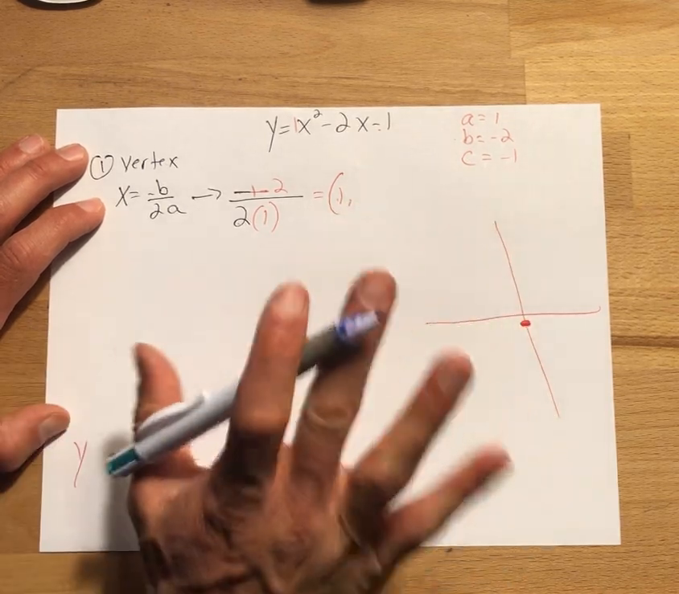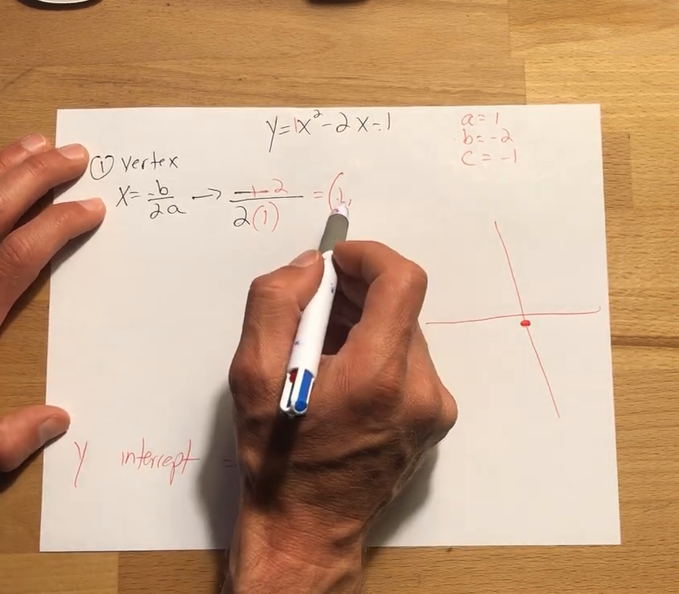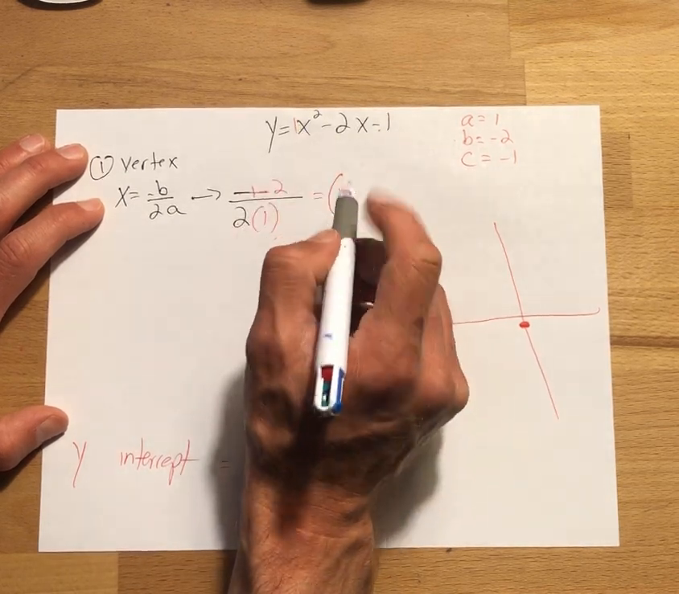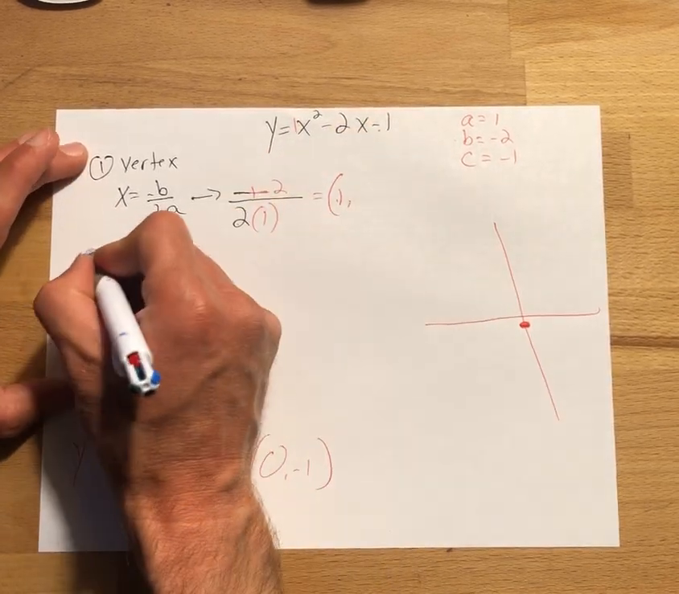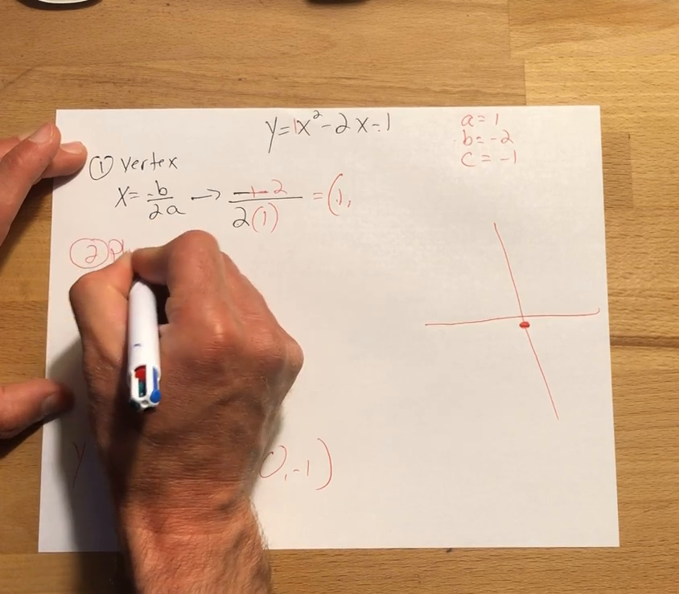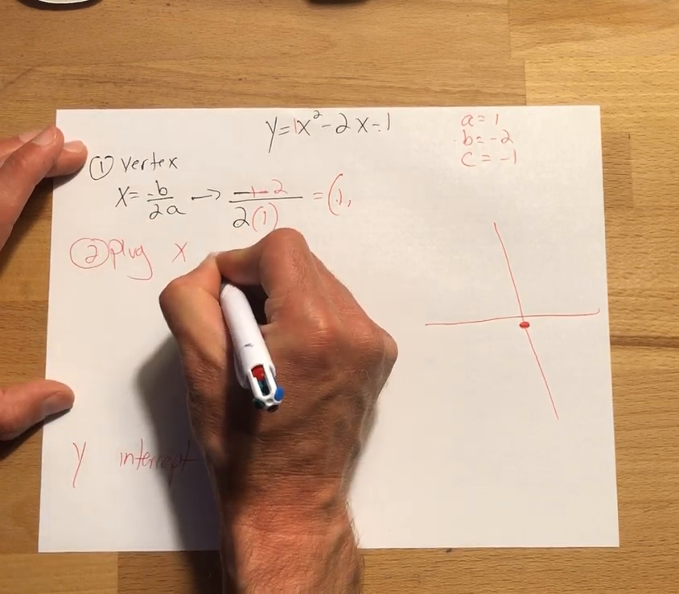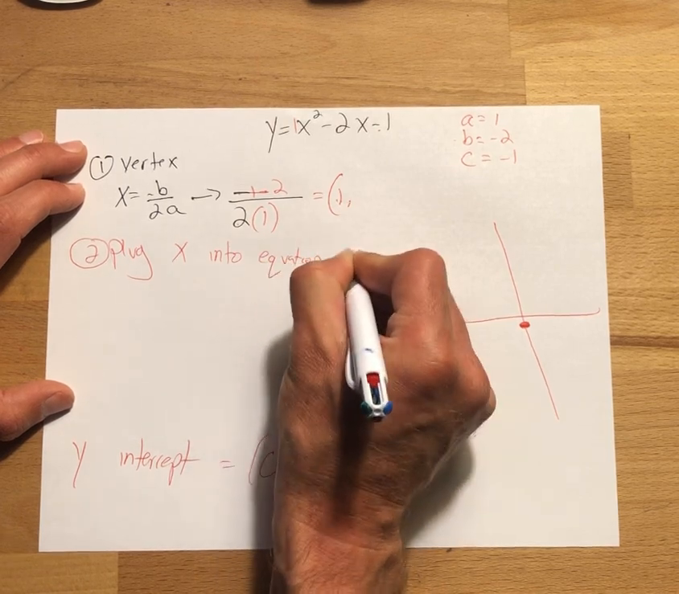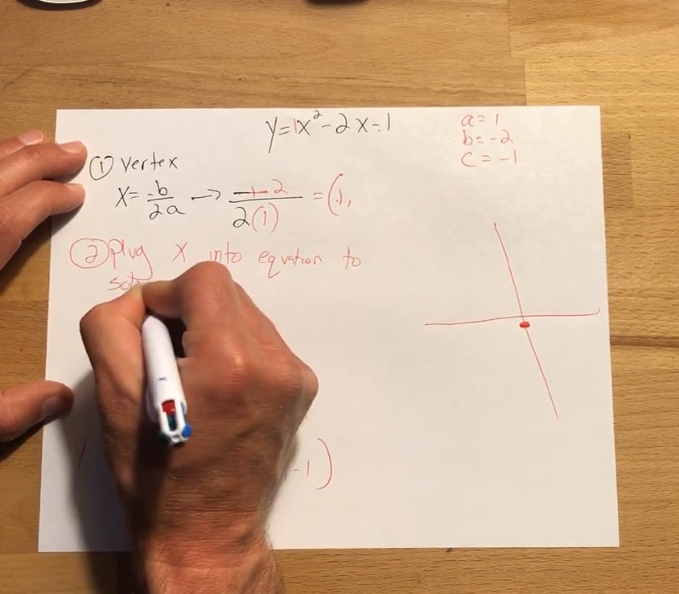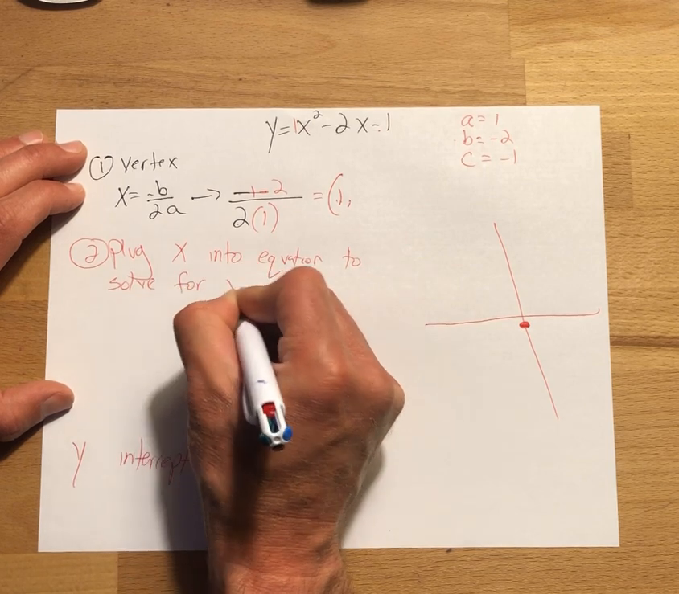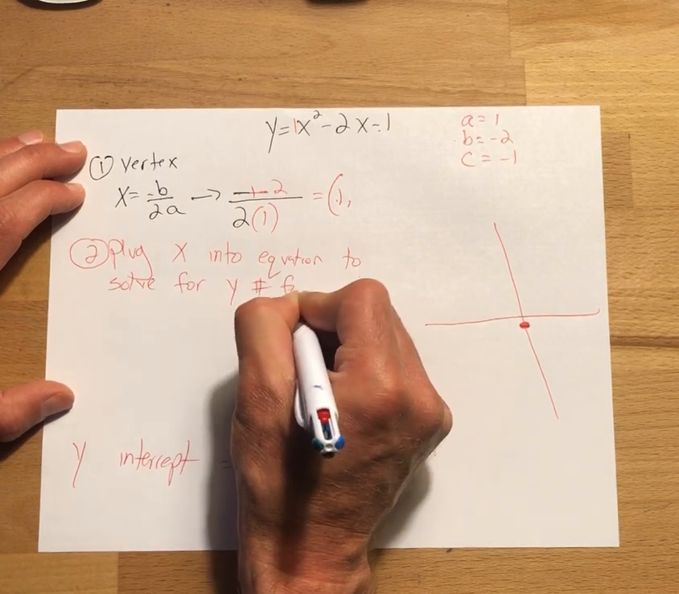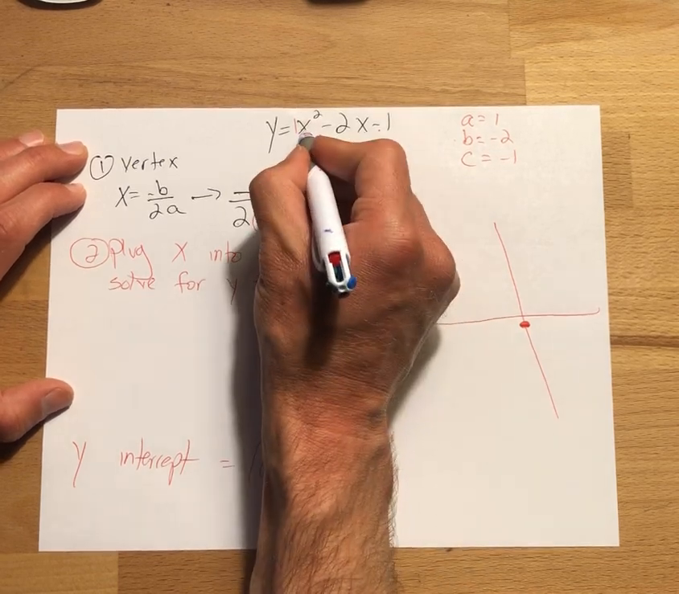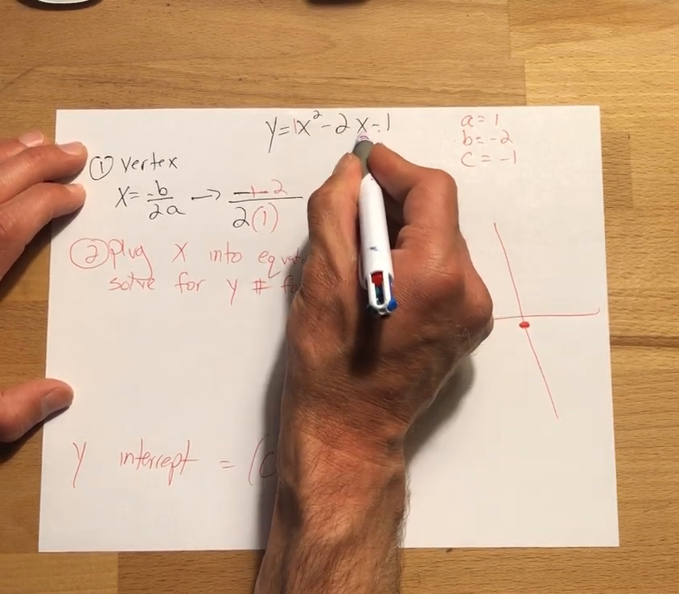Once again, this is just total coincidence how you get the same number for your x as we did for the last example. I'm going to plug a 1 back in to my x's to figure out my y. Second step, plug the x into the equation to solve for your y number for your vertex. So I'm going to plug a 1 into here, a 1 into here, and do the math.